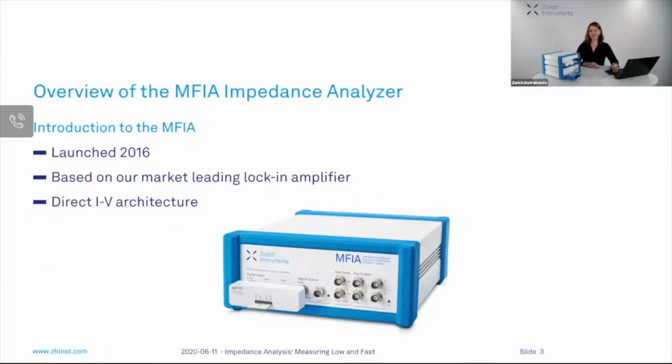The MFIA was released way back in 2016 when we saw there was a need in the market for an instrument which could cover a wide frequency range, including the elusive low frequency. In addition, typical IAs at the time were limited in the highest impedance they could measure. And they were also pretty slow to measure a single data point, so any quickly evolving signals could not be captured. We changed all this by building the MFIA based on our market-leading lock-in amplifiers.